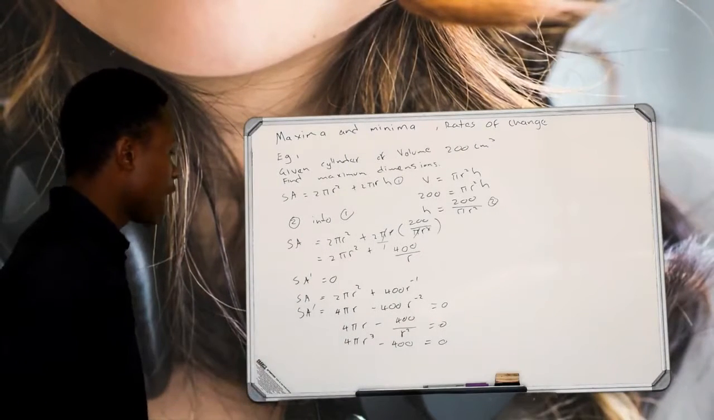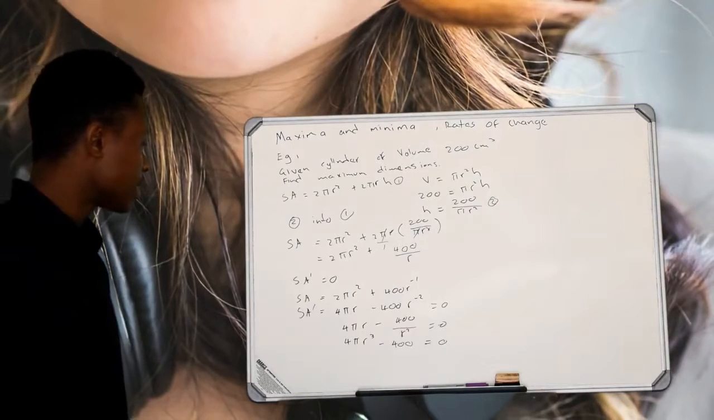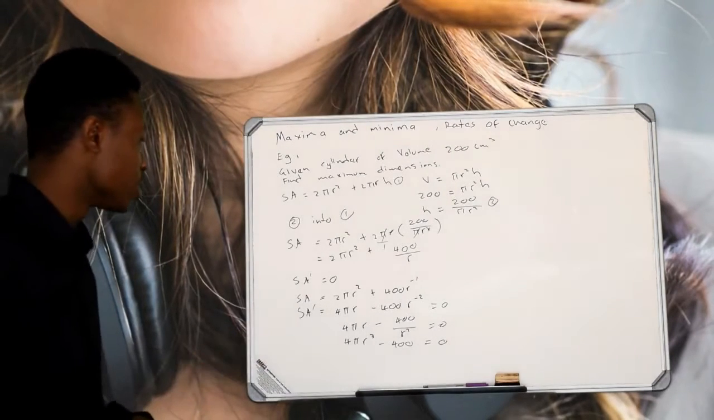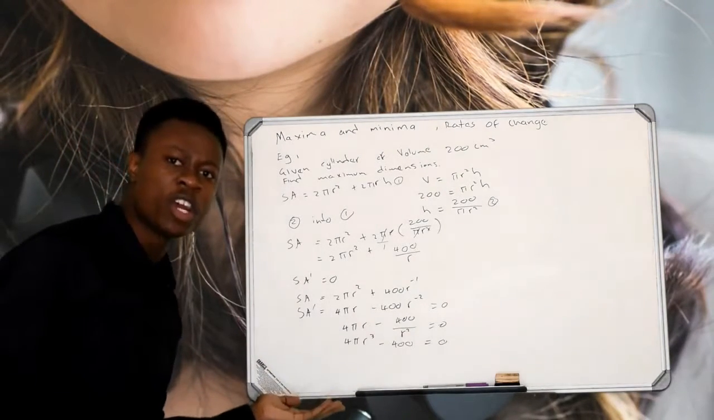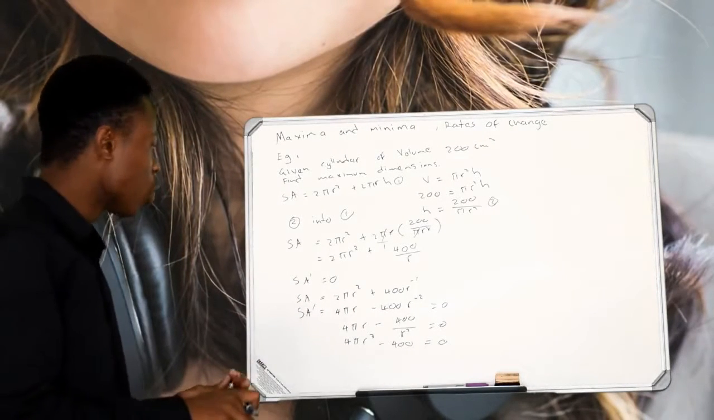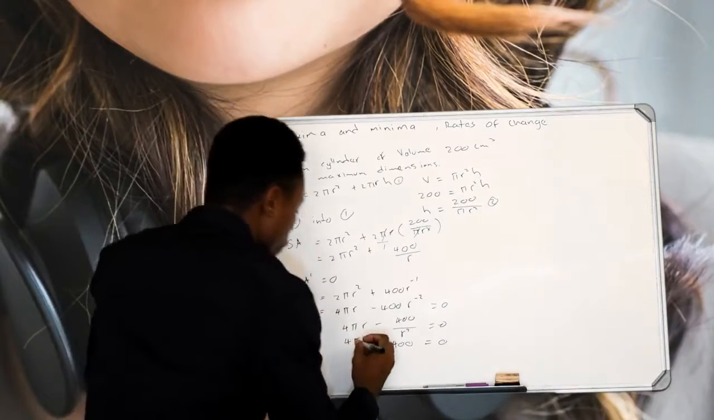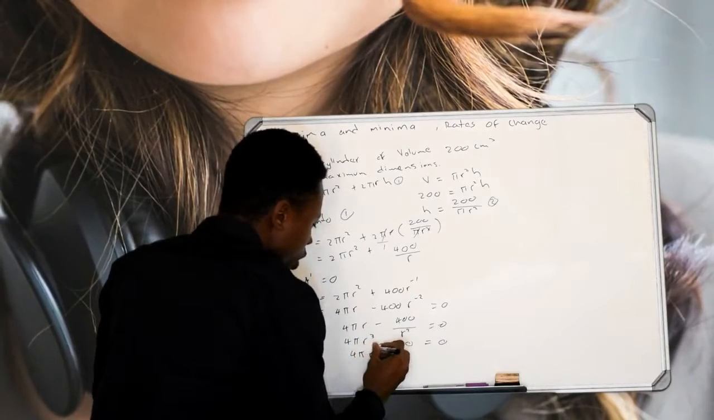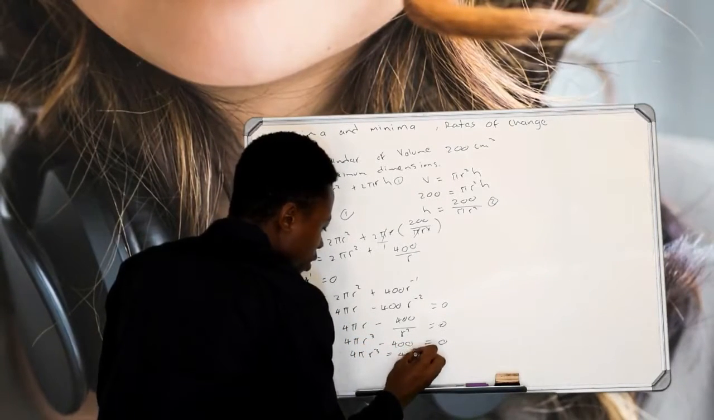Now, look where I am now, right? So let me look at this. How do I solve for this? But look, I only have one variable. This can't be hard to solve. So what do I do? I take the 400 onto one side. So it becomes 4 pi r cubed is equal to 400, right?